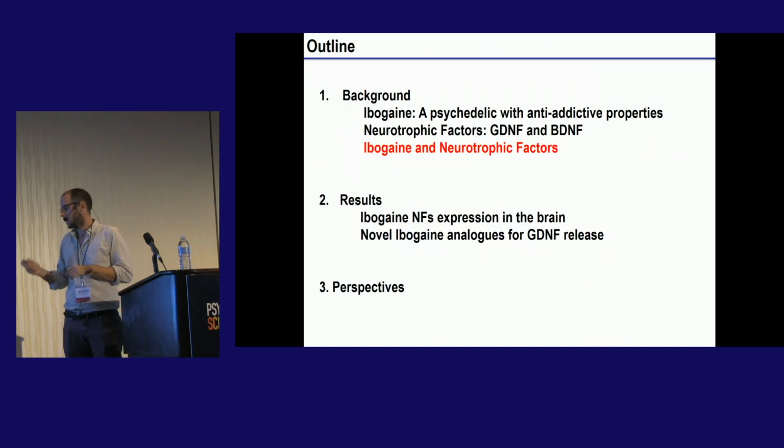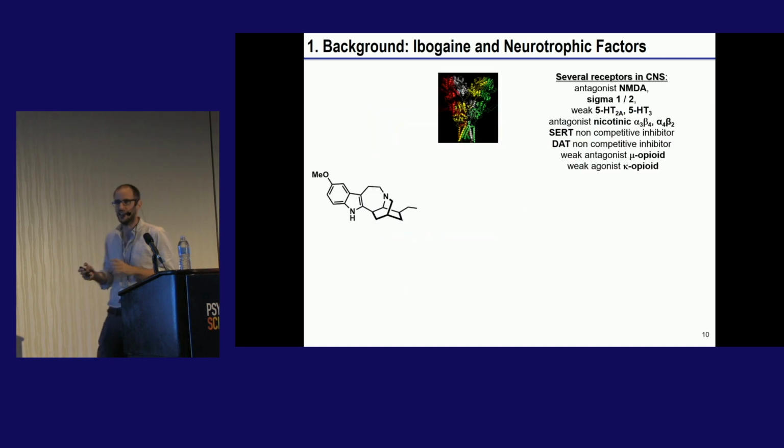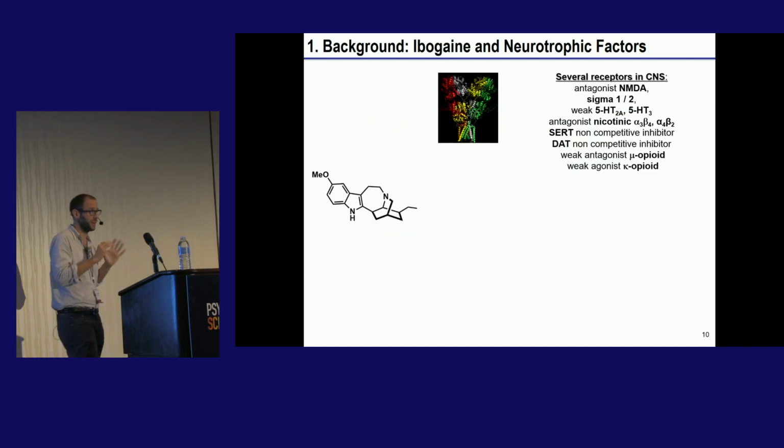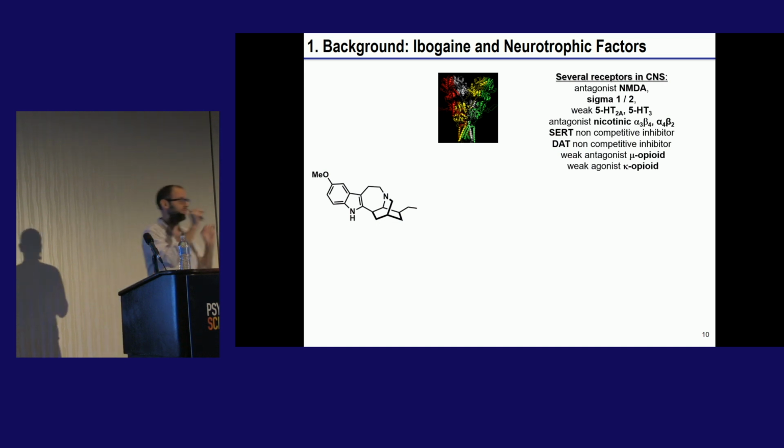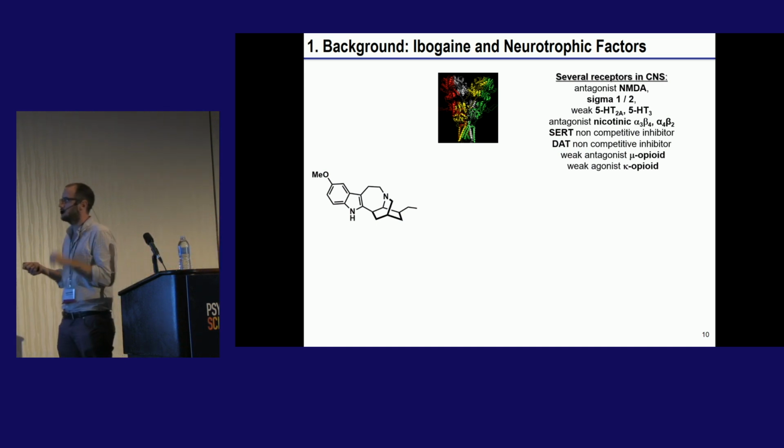So, what about ibogaine and neurotrophic factors? Ibogaine has a really complicated pharmacology. It acts on a lot of different targets in the brain. It is an antagonist of the NMDA receptor. It acts on the sigma receptor. It has really weak properties on the 5-HT2A receptor.